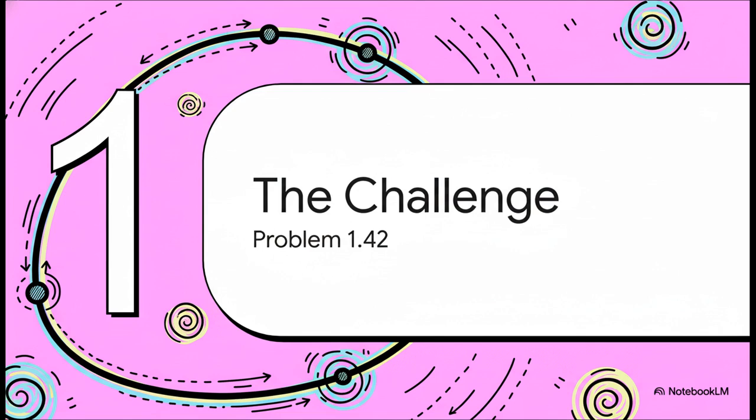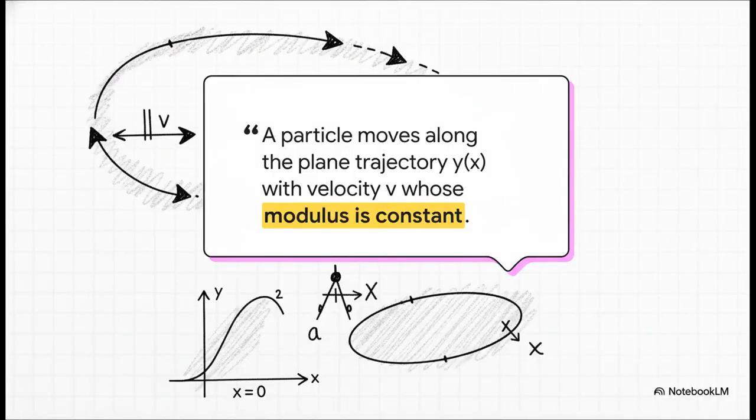It looks pretty simple on the surface, but it's designed to make us be super precise about the physics of moving along a curved path. Okay, let's unpack this. We've got a particle moving along some path y of x, and here's the key detail: its velocity v has a constant modulus. That's just a fancy way of saying its speed isn't changing. Our job is to find two things, the particle's acceleration and the path's radius of curvature, but only at the specific point where x equals 0. And we have to do it for two different paths, first a parabola and then an ellipse.